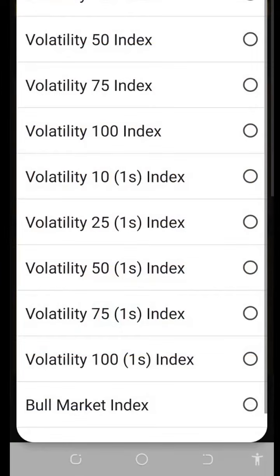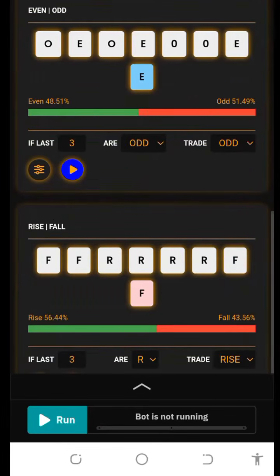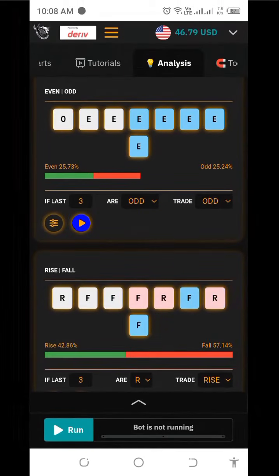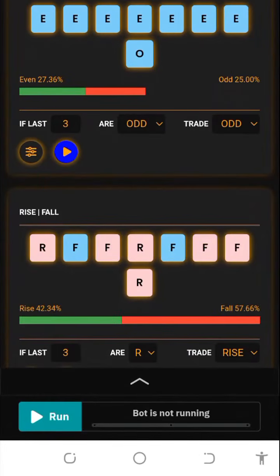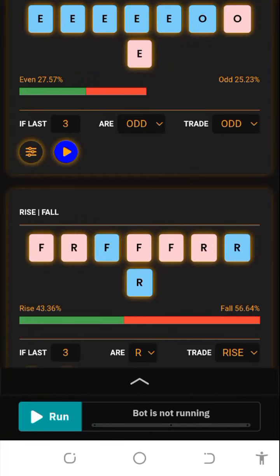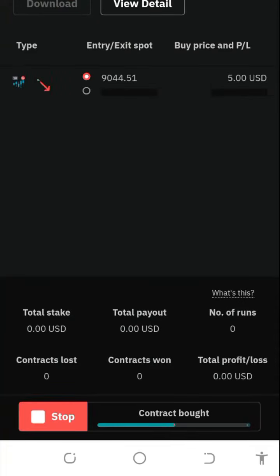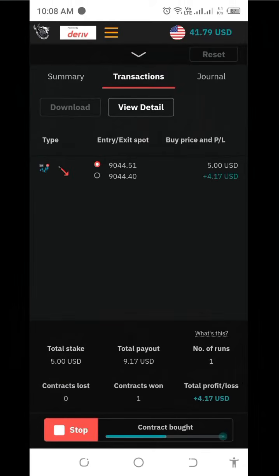Then once you come here, select the volatility again, go back, and listen to this very carefully. Since we are trading a fall, we want to capture 3 or more rises and enter with the fall that will follow. So there we are, rise, rise, rise. There's a fall there, so we've entered with the third fall.